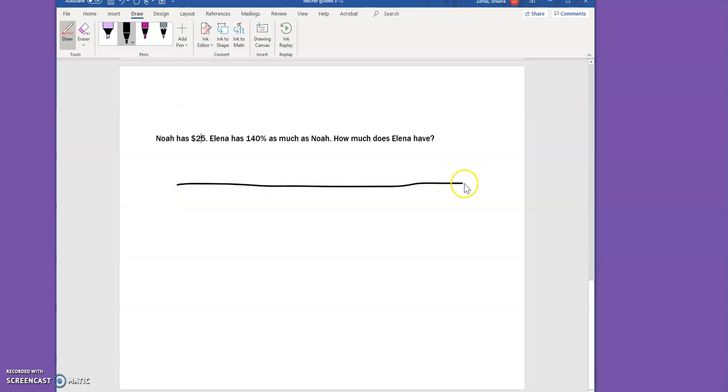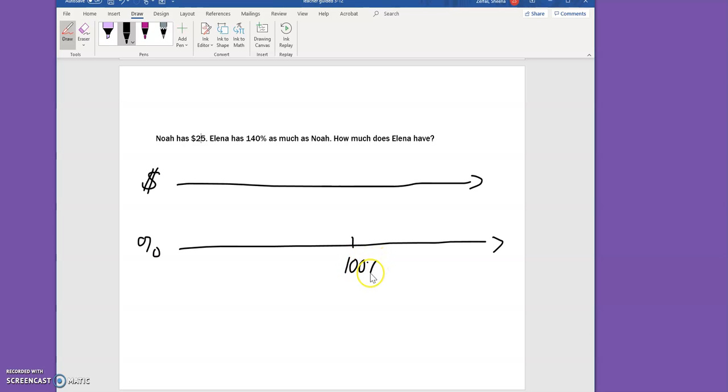Remember, when we're counting on our double number line, we have our percent amount on the bottom. And in this problem, we are talking about money, so we'll put money on top. The 100% amount is what we're comparing to, so Noah's amount. So I'm going to put $25 above the 100%. And then we're looking to identify, if she has 140%, how much money she has.